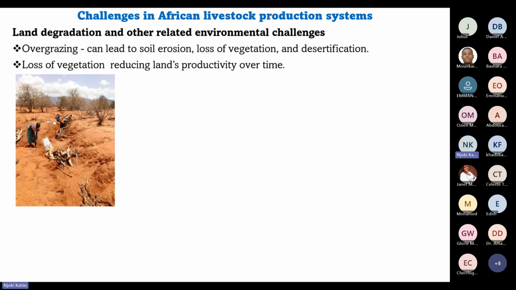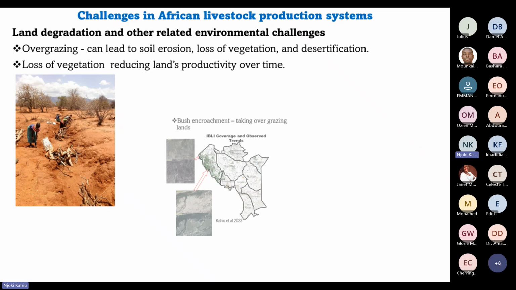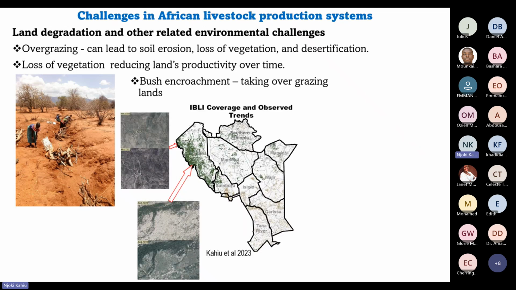Land degradation is also key in terms of the challenges we are facing across the continent. We have observed overgrazing, which can lead to soil erosion, loss of vegetation, and desertification. And we will show you, I don't know if Julius will have time tomorrow to show you this loss of vegetation, reducing land's productivity, like some of the trend analysis that we have been working on. We have been able to capture some of the trends across the globe, but with main emphasis for our Seville project for all of Africa, looking at some of the vegetation trends that are happening. We have seen loss of vegetation. We have also seen bush encroachment, which is taking over grazing lands.